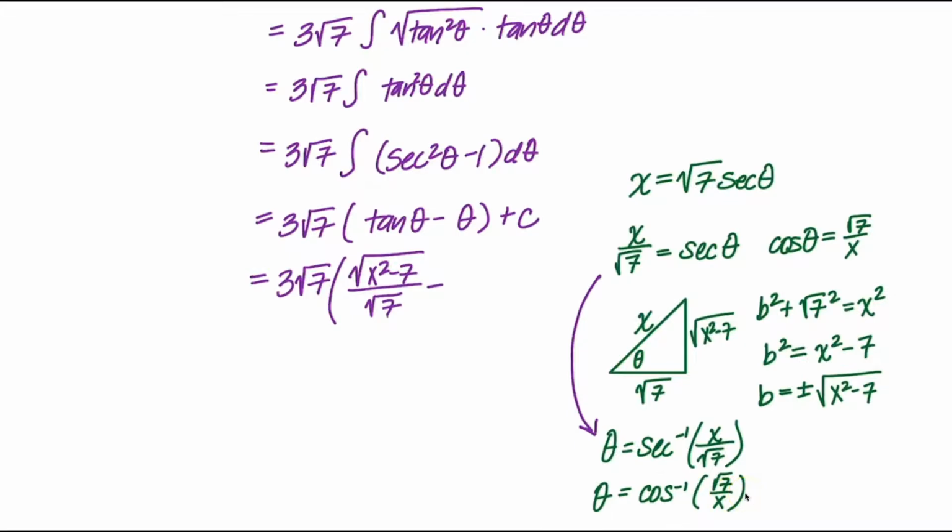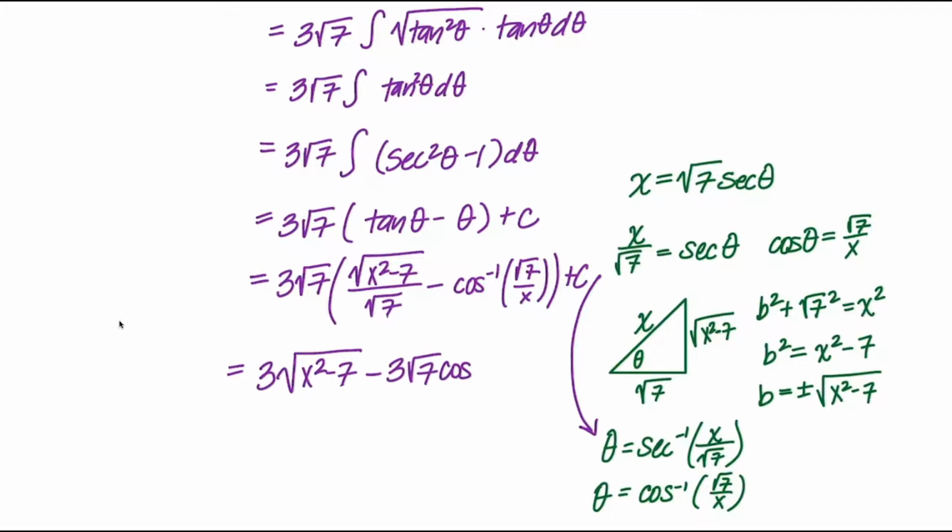So I have cosine inverse of radical 7 over x plus c. Now, one last thing, I'll distribute the 3 radical 7, especially because here I'll notice that they cancel out. So I'll have 3 times the square root of x squared minus 7 minus 3 rad 7 cosine inverse of radical 7 over x plus c.